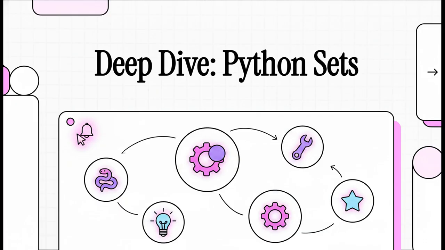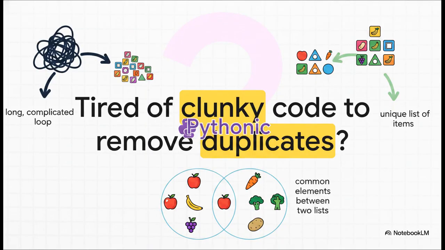Today, we're going to crack open one of Python's most elegant and honestly super useful tools, the set. So let's just jump right in. I mean, have you ever found yourself writing some long, clunky loop just to get all the duplicates out of a list? Or wrestling with those messy, nested loops trying to find what two lists have in common? Yeah, there's a much cleaner, way faster, and more Pythonic way to handle all of that.